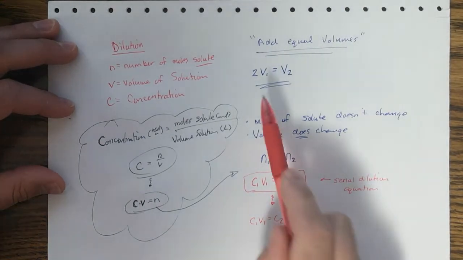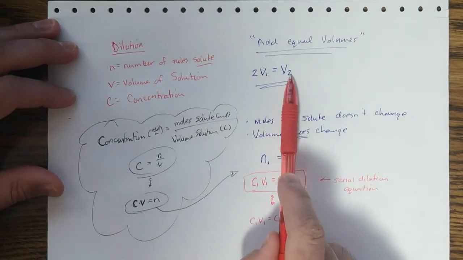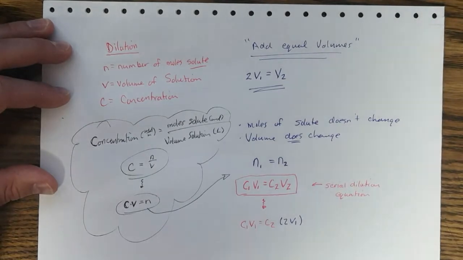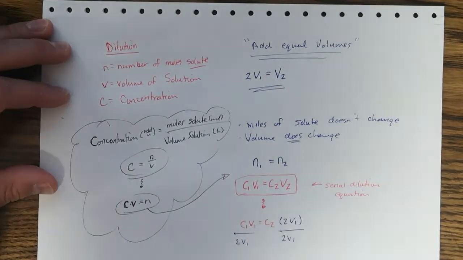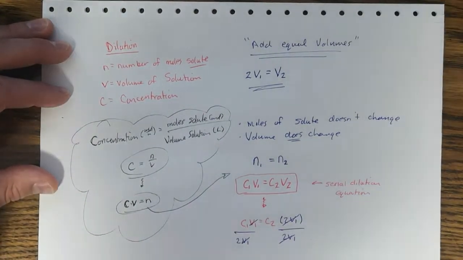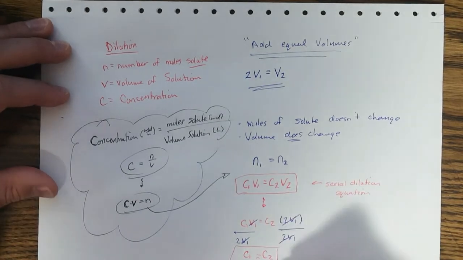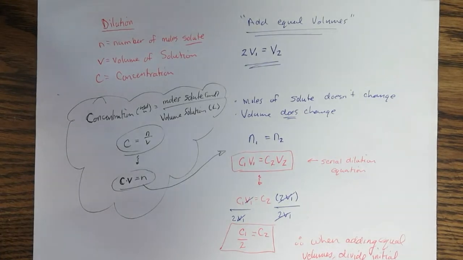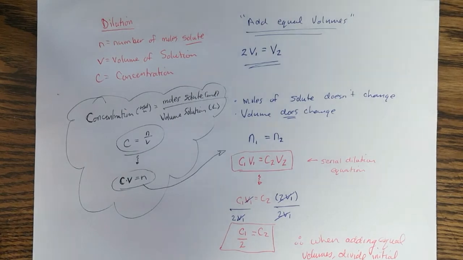Now you'll recall that when we add equal volumes, the final volume is equal to 2 times the initial volume. So if we sub that value in here, we should also notice that we can simplify this equation, and we're left with: when we add equal volumes, we divide the initial concentration by 2. This is why we divide the initial concentration by 2. All right, let's go back to our practice problem.